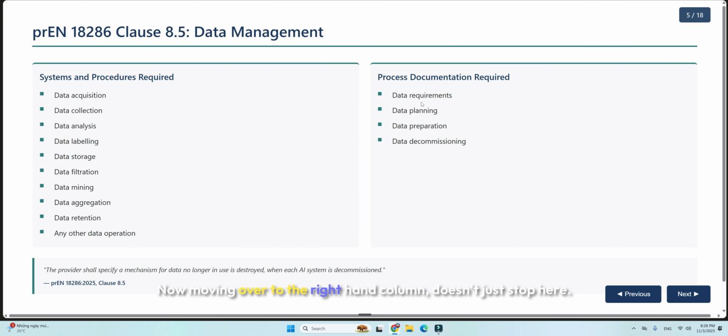Now moving over to the right-hand column, it doesn't just stop here. The standard also requires process documentation for data requirements. What do you actually need? Data planning, how will you obtain and manage it? Data preparation, how will you process it? And data decommissioning, what happens when it's no longer needed? And if we look at the bottom, and more critically, it states the provider shall specify a mechanism for data no longer in use to be destroyed when each AI system is decommissioned. And this addresses the entire data life cycle from acquisition to destruction. This is quite comprehensive data governance.